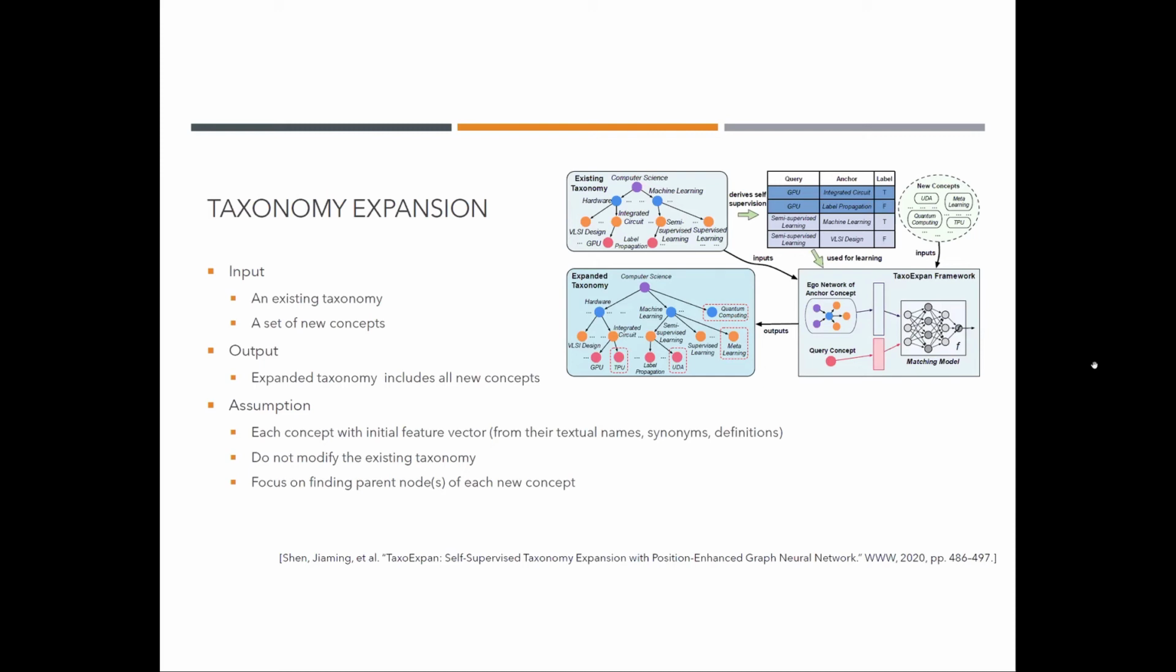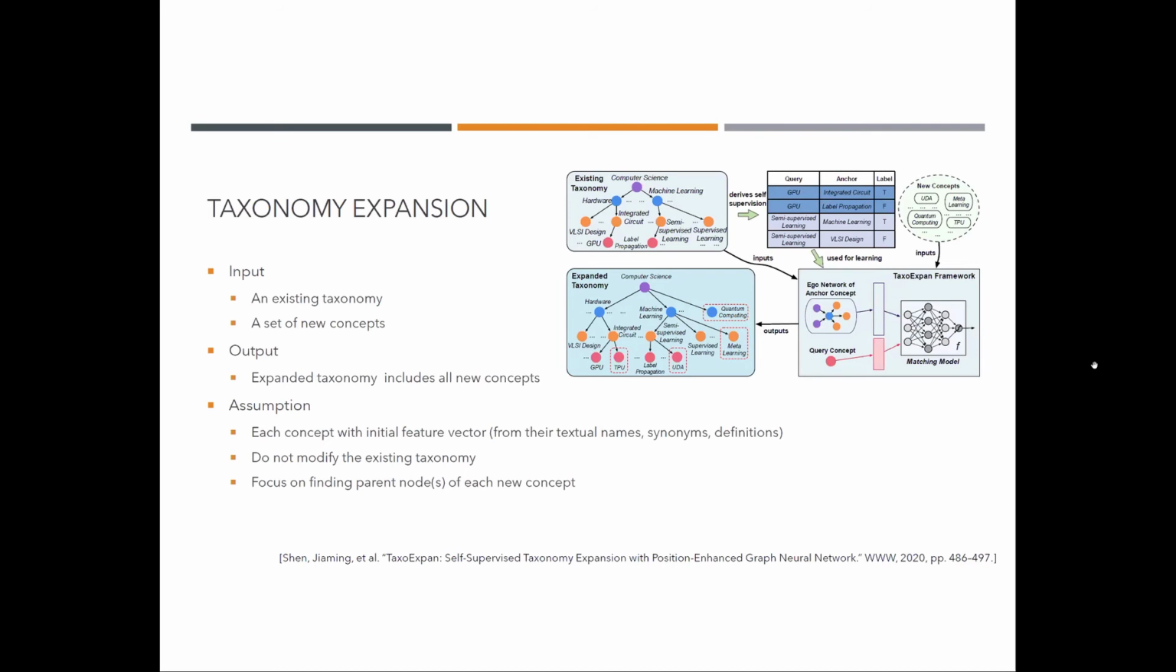So let's first define the problem. The input is the existing taxonomy and a set of new concepts, and the output is the taxonomy expanded to include all these new concepts. Here we have some specific assumptions. The very first is that each new concept, and all the concepts in the existing taxonomy, has an initial feature vector.